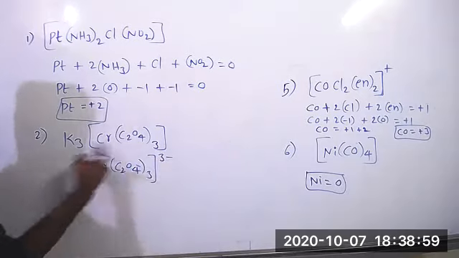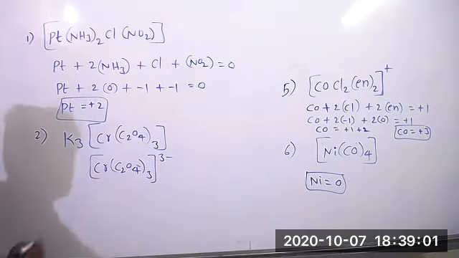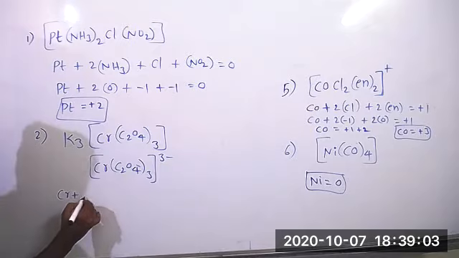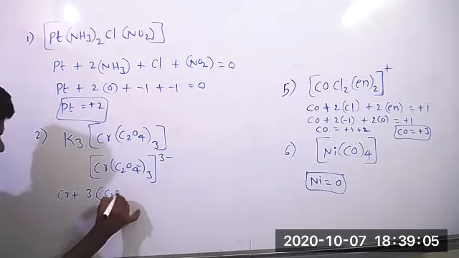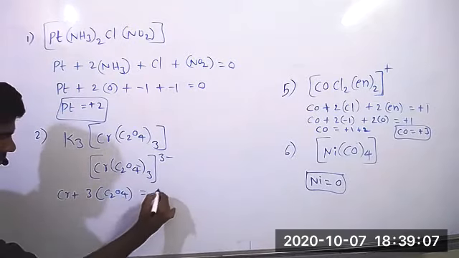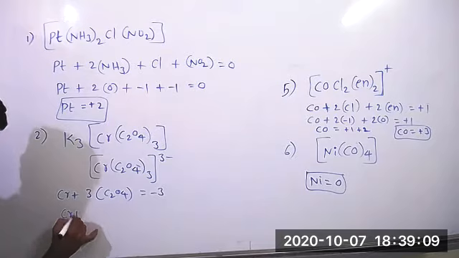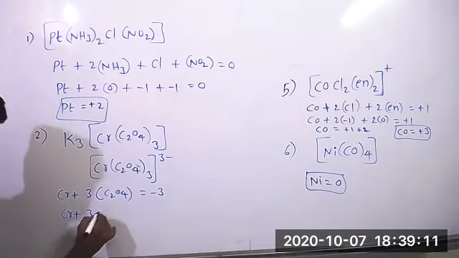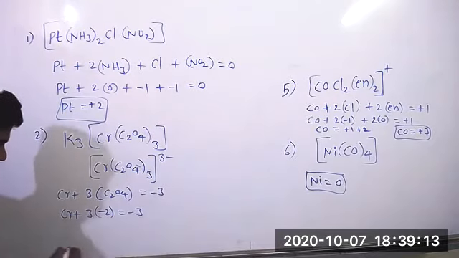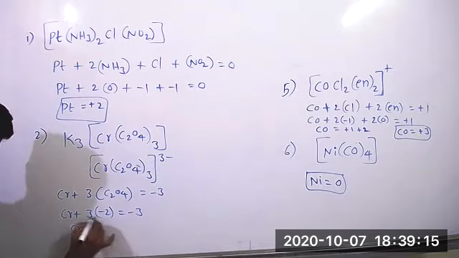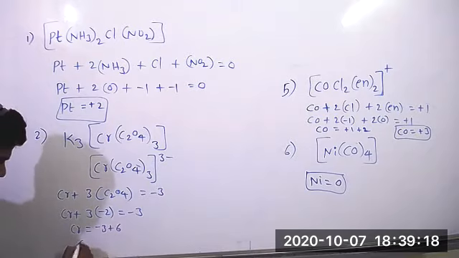-3, correct, because it counterbalances the 3 potassiums here. Then Cr plus 3 into C2O4, and C2O4 is -2. Good. So Cr plus 3 into -2, sir. Oxalate carries -2. So it will be -3 plus 6. Chromium oxidation state +3. Correct.